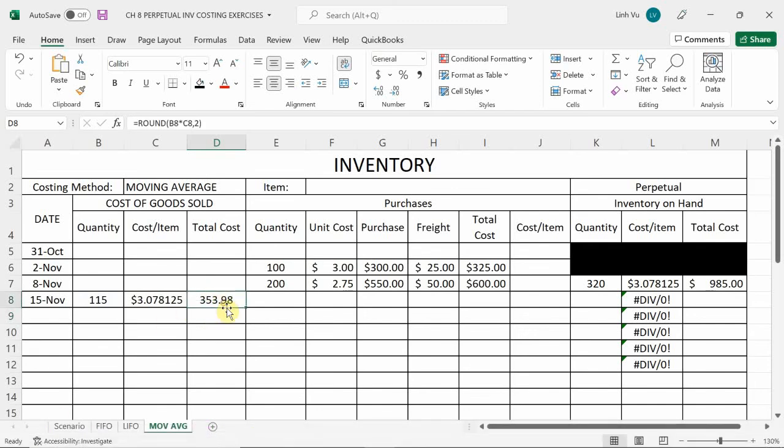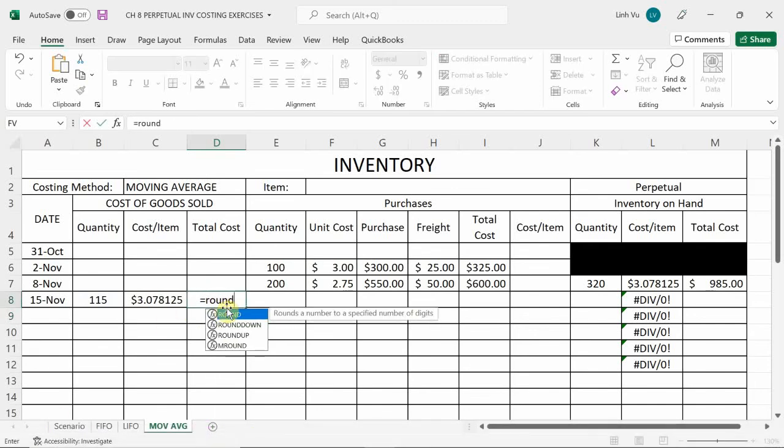Okay, do it again. 115 times 3.078125. Let me see if I made it wrong. Put 150. Sorry, hang on. No worries.